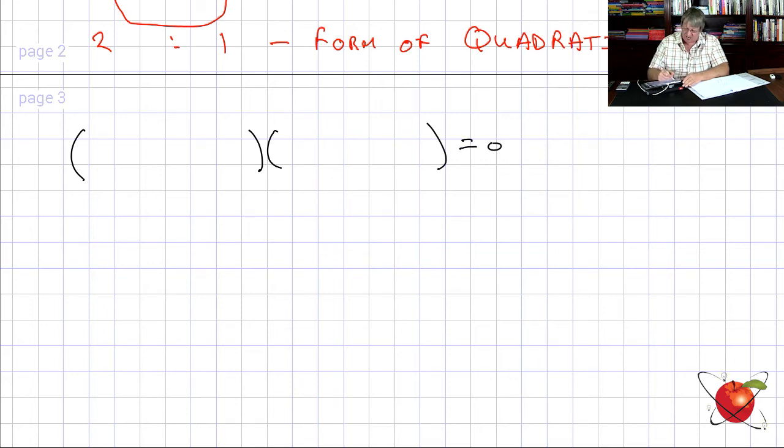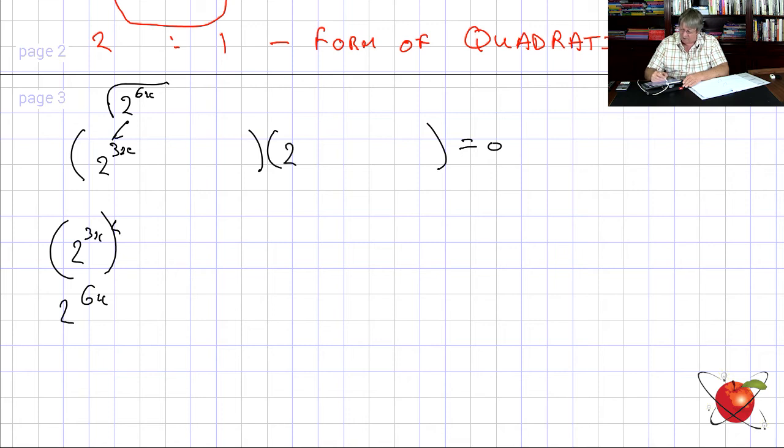Let's have a look. In the first bracket, I've got to have the square root of 2 to the power of 6x. What is the square root of that? That's going to be 2 to the power of 3x, because 2 to the power of 3x squared is 2 to the 6x. And over here, 2 to the 3x, if I multiply them, I'm going to get 2 to the 6x, aren't I? Okay, so now we can continue.